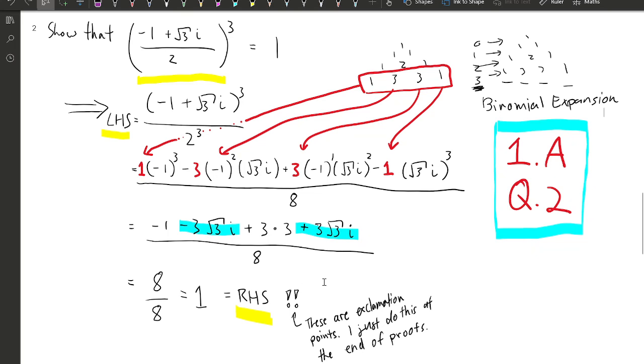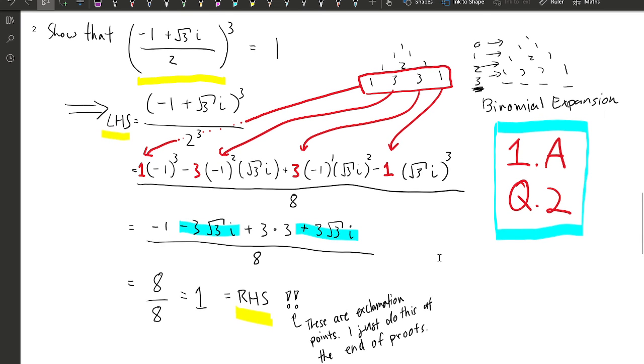Also, when I put exclamation marks, it just means I'm excited, and that's usually how I end a proof. So ignore those, they're not part of it.